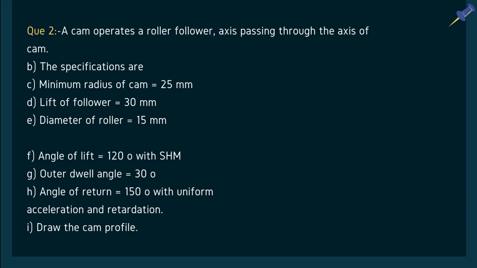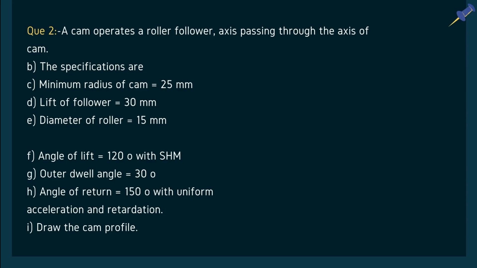Here was the radial roller follower moving with simple harmonic motion during outstroke and uniform acceleration and retardation during the return stroke. So this is our problem statement. Here the follower type is a radial roller follower. Minimum cam radius is 25 millimeter, which will be the radius of the base circle. Stroke length is 30 millimeter. Roller radius is 7.5 millimeter, that is, we have been given a diameter of 15 millimeter.